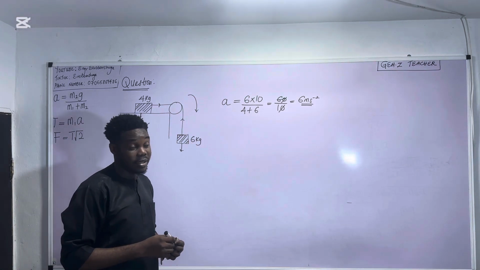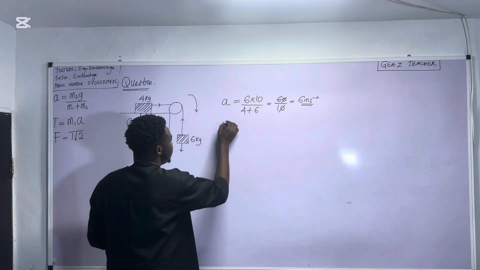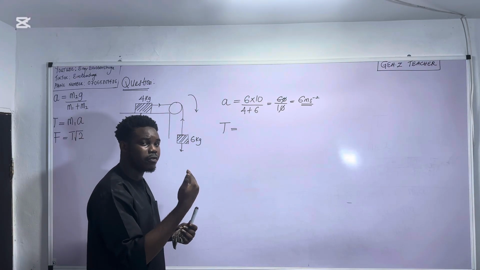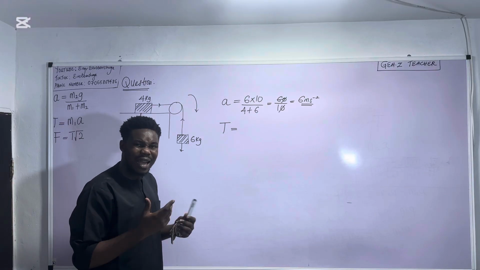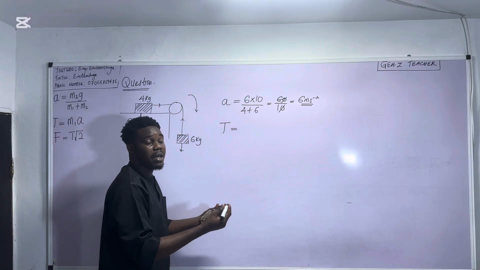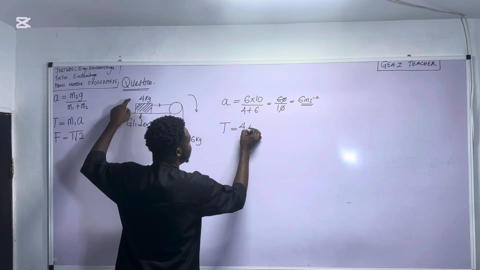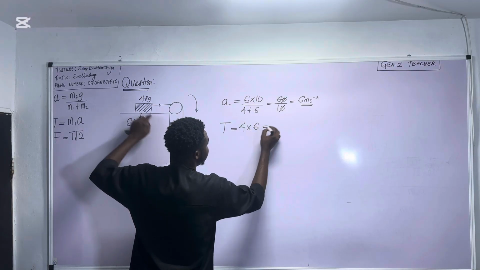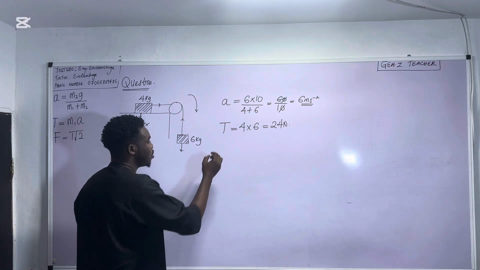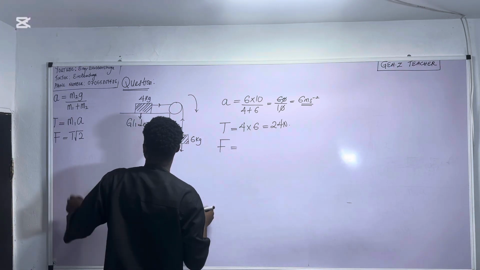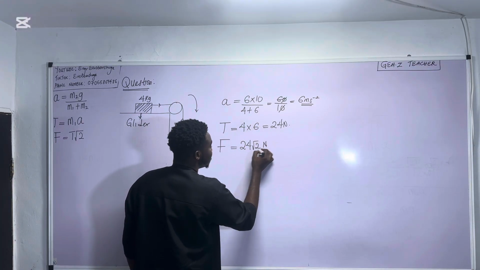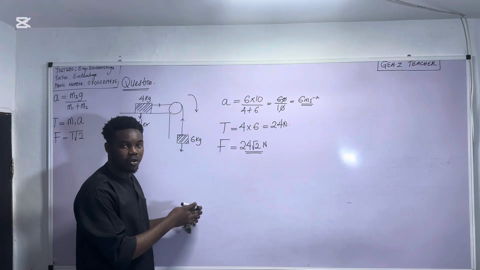As simple as that, right? Now, let's find the tension. Remember, you can apply either equation 1 or equation 2, but when you check the two formulas, equation 1 looks easier and faster. We're going to apply equation 1. What is equation 1? T equals M1A. What is M1? 4. And what is A? 6. So the tension becomes 24 Newton. How about the force? The force in this system is T root 2. We're going to say 24 root 2 Newton. These are our answers for this question.